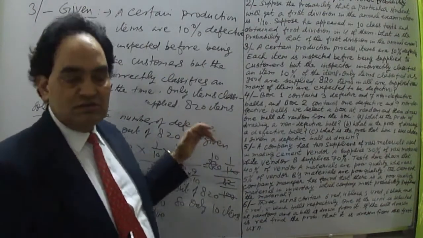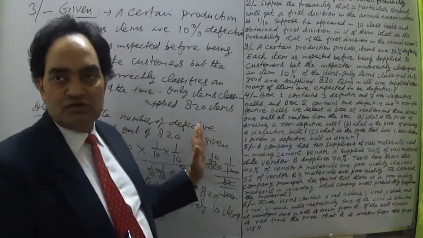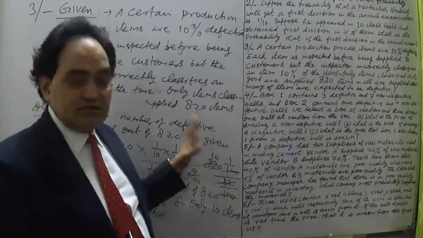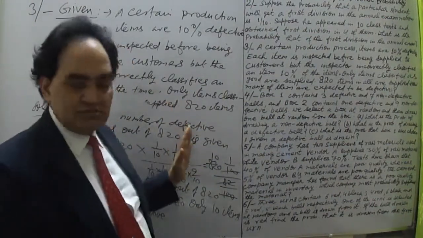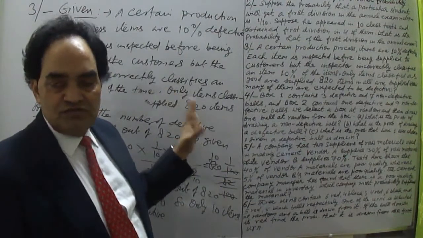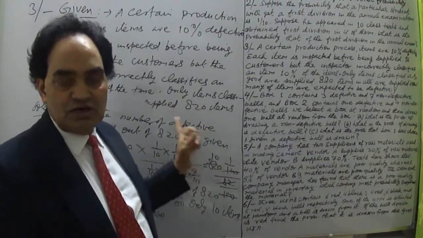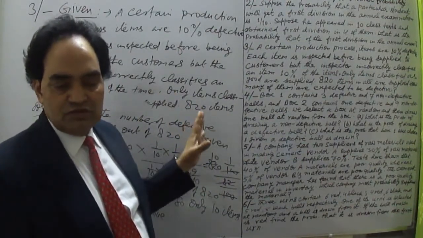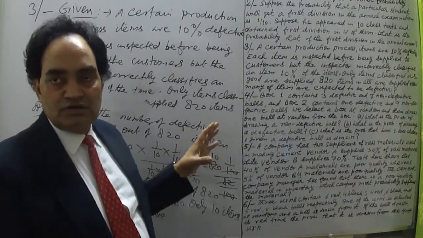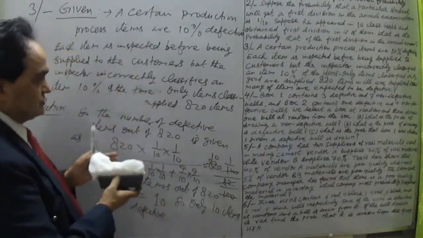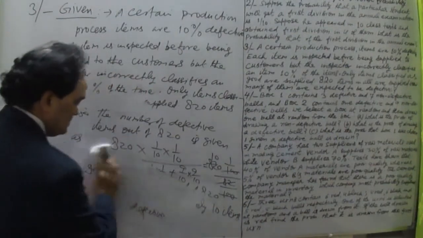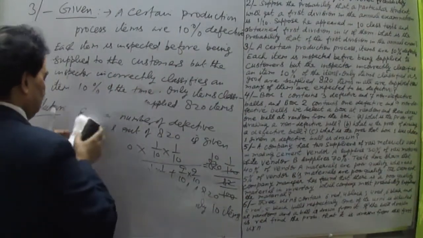This is the posterior probability. We have calculated that 10 items out of 820 were defective. With the help of this decision-making process, which is known as Bayes' Theorem, we have calculated that out of 820 items supplied to the customers, only 10 were defective. So this is question number 3. We have completed it. Let me now take question number 4.